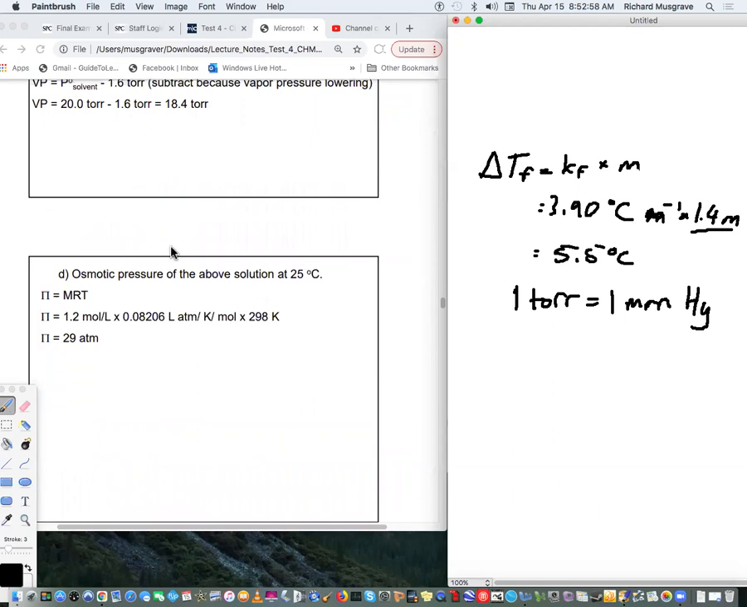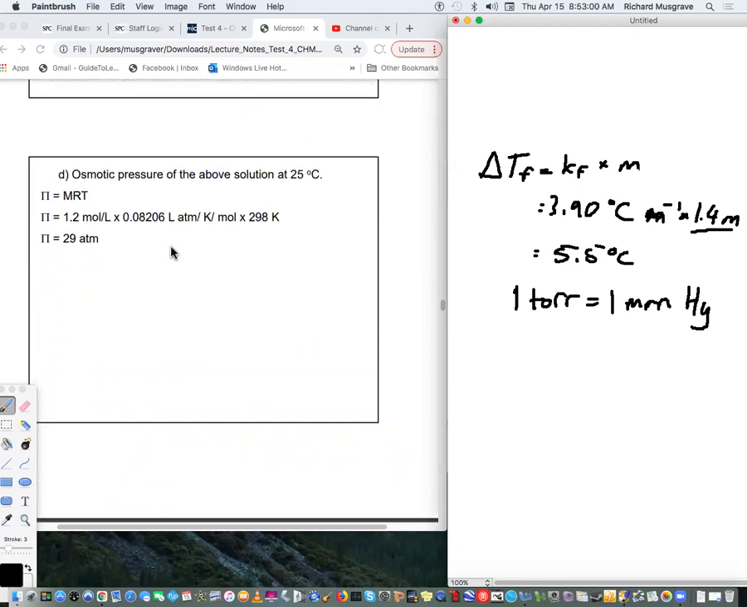Okay. The last one is osmotic pressure, and the formula for that is big pi is equal to MRT, where M is the molarity. The R value is a constant, 0.08206 liters atmospheres per mole per Kelvin. And you can see that the temperature here, which was 25 degrees Celsius, has been converted into Kelvin.